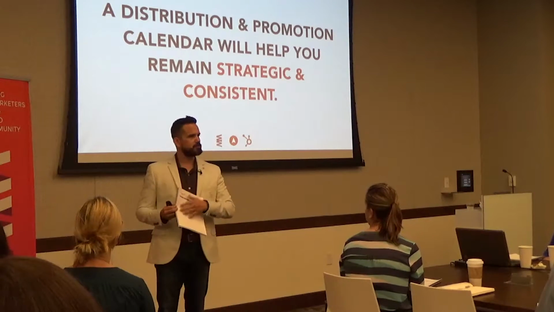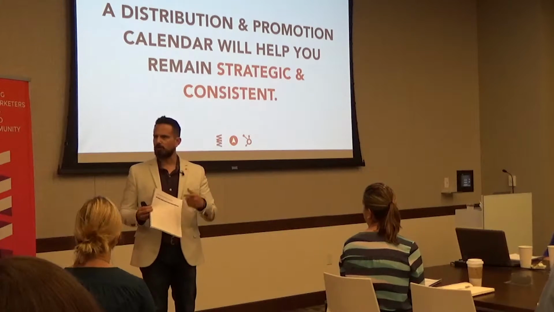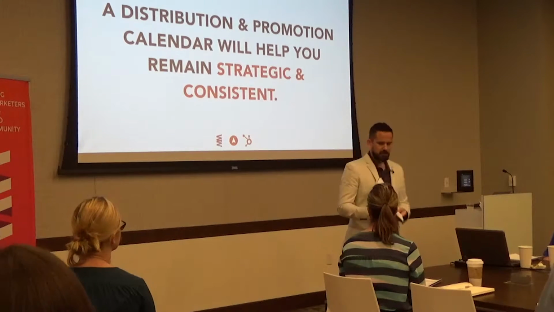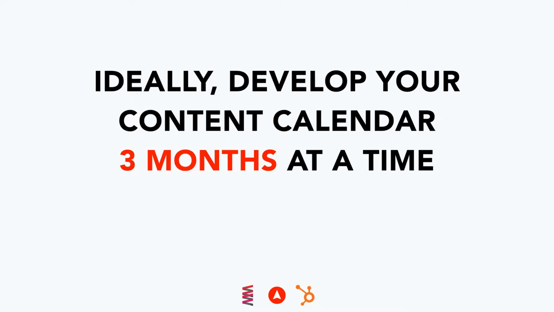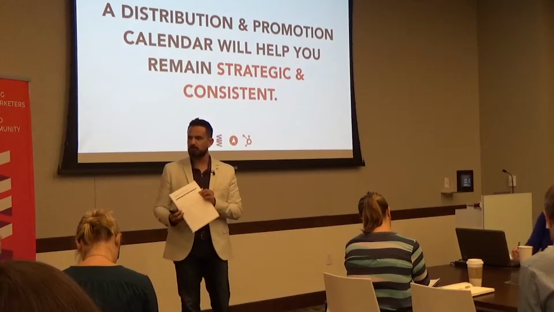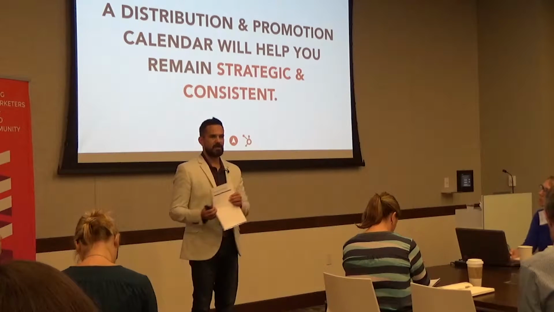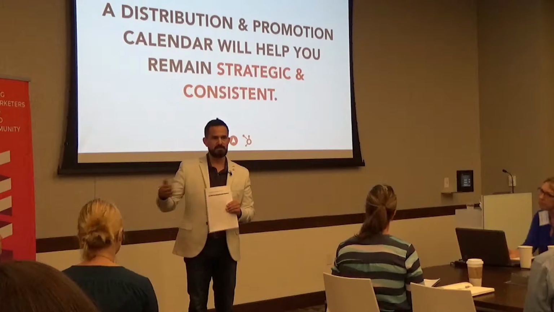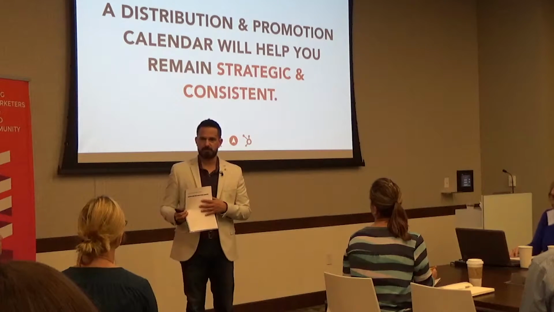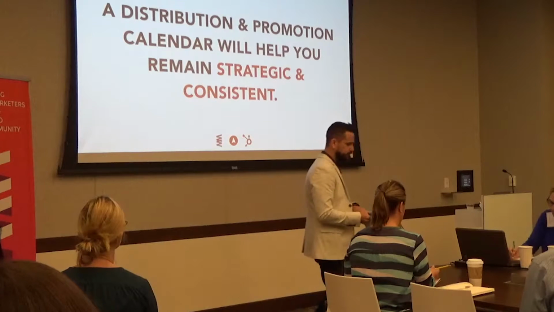You want to do some things, whether it's color coding or other identifiers, to help you understand what's what on your content calendar. But you want to get it calendared out, I should say at least 1 month at a time, ideally 3 months at a time. So quarterly content calendar and quarterly distribution and promotion calendar, those go hand in hand. So however long your content calendar is, you want to have your distribution promotion calendar match up with it in terms of how far out you are.